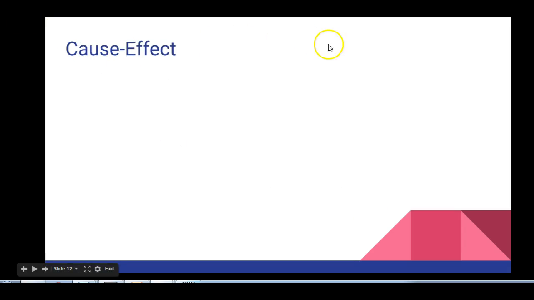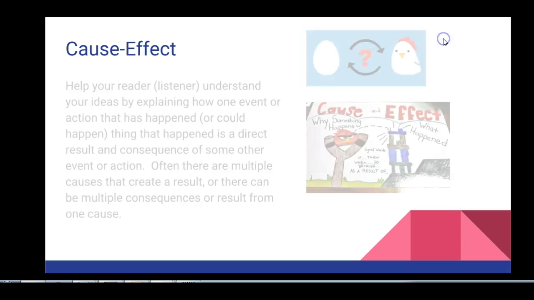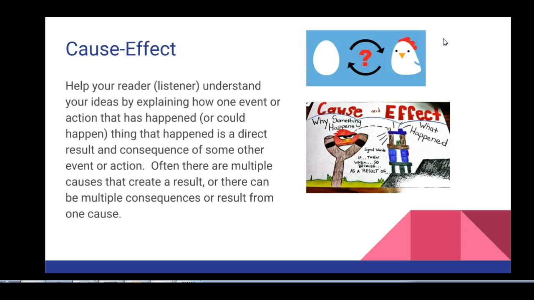A cause-effect essay is going to be particularly useful if you're trying to get action or you're trying to build convictions. Perhaps if you're trying to convince a neutral or even disagreeable audience of your position. So cause-effect is helping your reader to understand how one thing led to something else. Something else happened as a direct result and consequence of some particular event or cause.